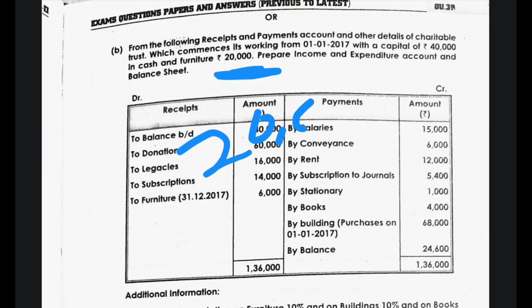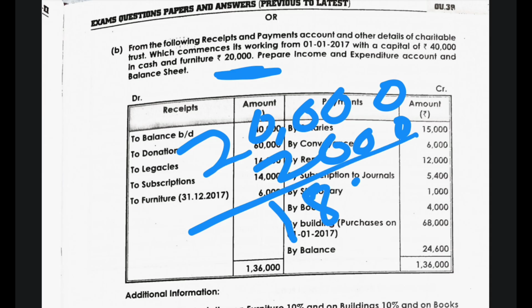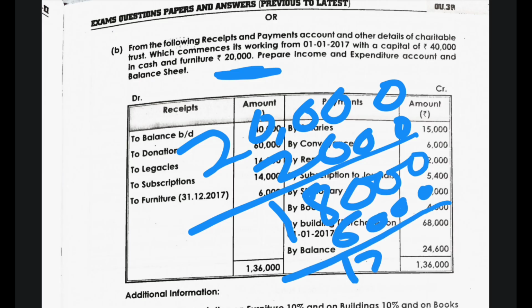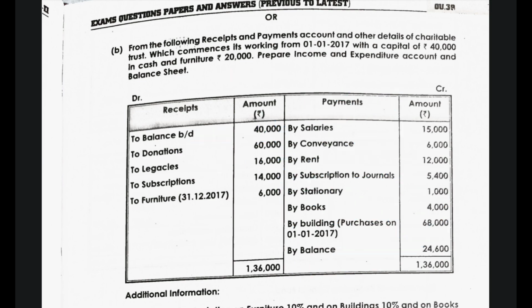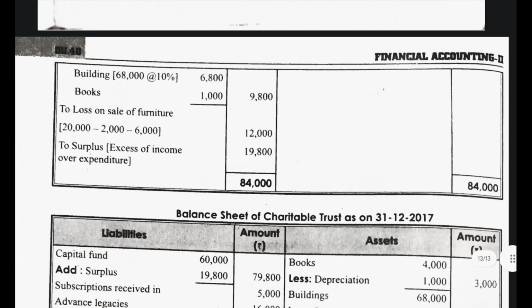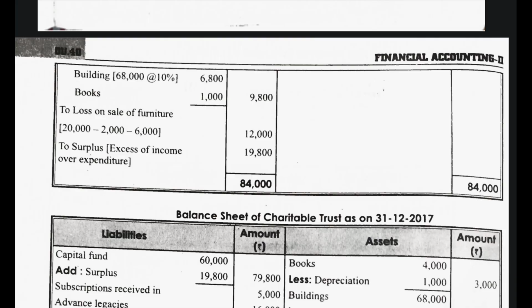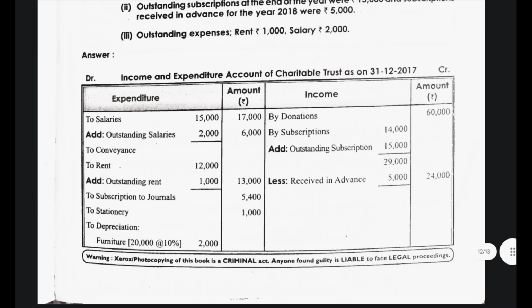So that 20,000, 2,000 depreciation we have calculated, no? 18,000 actually the value of furniture we are getting, but in the question it has given 6,000 only. So after deducting this 6,000 closing value, it means 12,000 we are getting loss on the furniture. So that we have to take it on the expenditure side. It's clear with the furniture, loss on sale of furniture. So 12,000 we have taken it here. Now with these all items we have taken on the expenditure side.